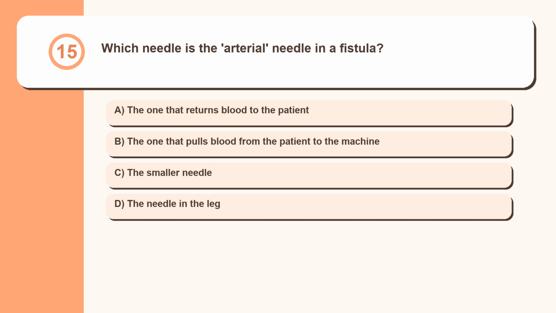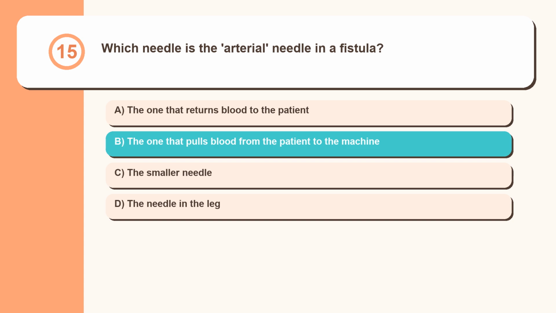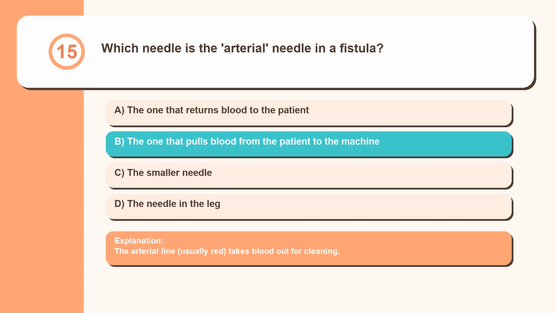Question 15. Which needle is the arterial needle in a fistula? The one that returns blood to the patient. The one that pulls blood from the patient to the machine. The smaller needle. The needle in the leg. The arterial line, usually red, takes blood out for cleaning.